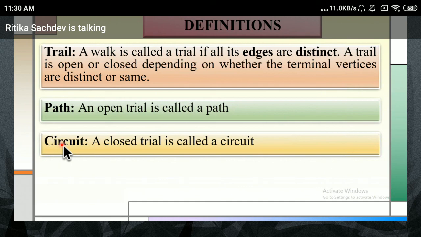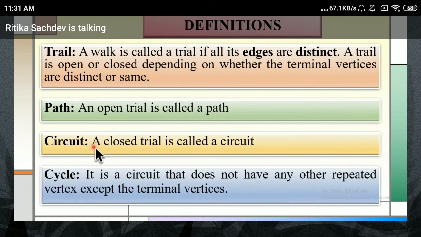As many times as you want to visit the edges, visit. But if you have a walk in which all the edges are distinct, that means you have gone through those edges only once, then we call it a trail. If the trail is open, that means the first vertex and the last vertex are not the same, we call it a path. But if the first vertex and the last vertex are the same in the trail, we call it a circuit.